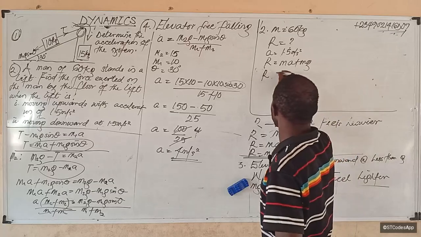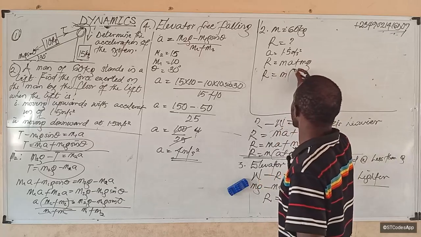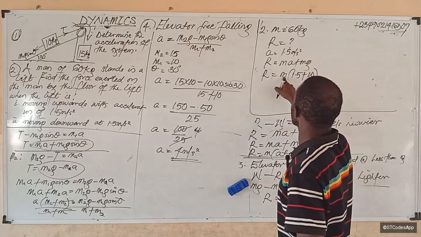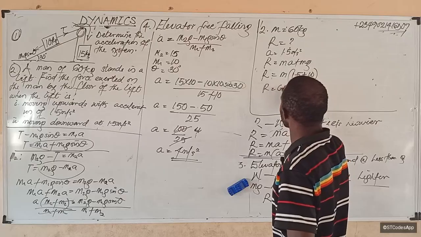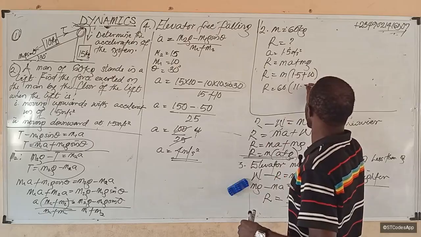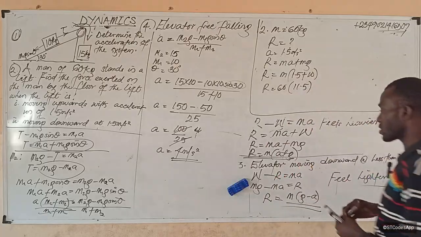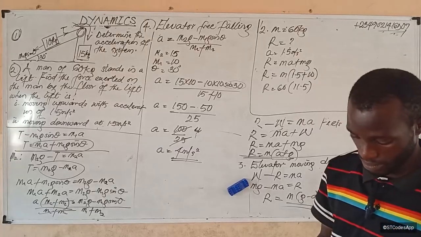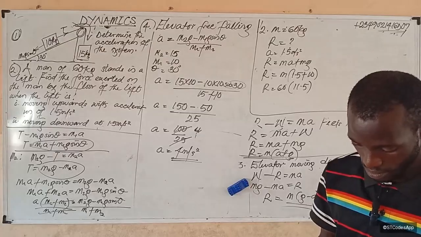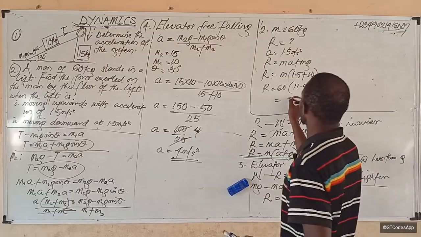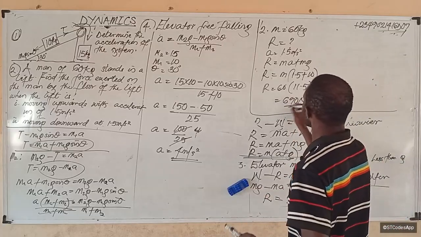So R will therefore be equal to m into bracket A, which is 1.5, plus G, which is 10. What is our mass? 60. So R equals 60 into bracket this plus this, 11.5. So 60 times 11.5. That is 690. So the answer here is 690 Newton.